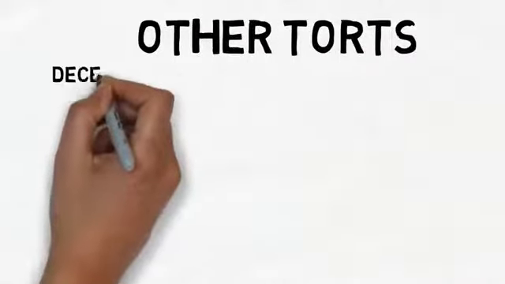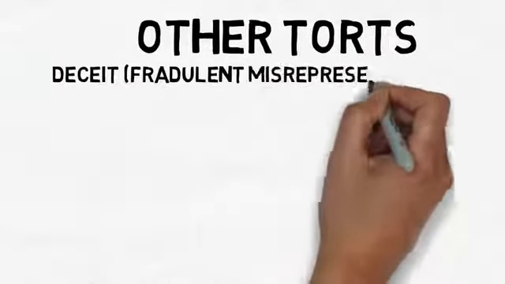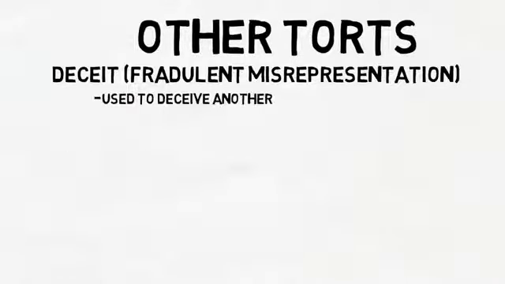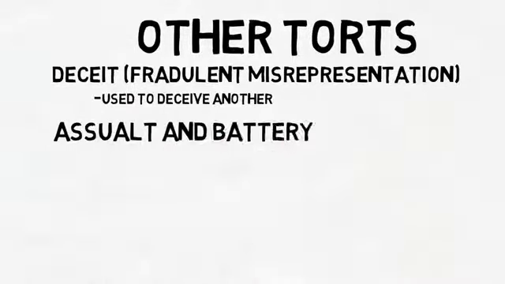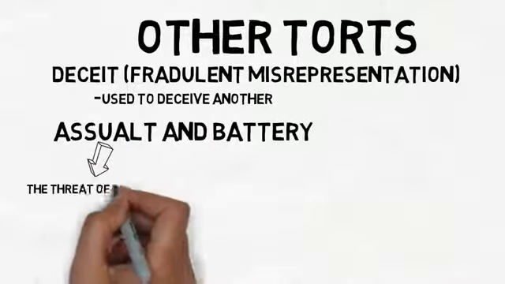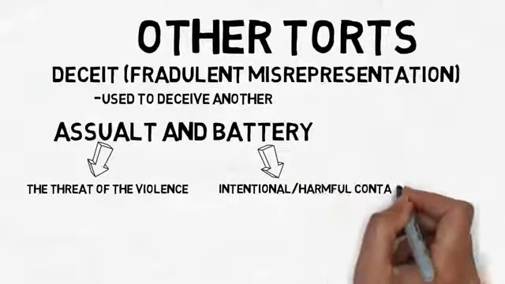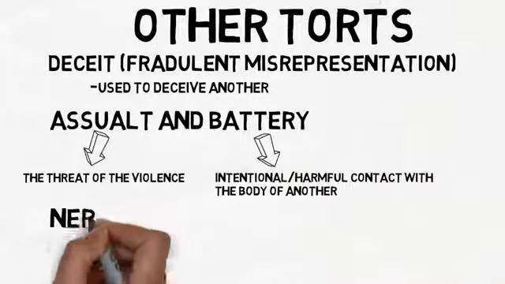Other torts. First one being deceit or fraudulent misrepresentation. This is when there's action used to deceive another. Next, we have assault and battery. Assault is the threat of violence, whereas battery is the actual intentional harmful contact with the body of another.